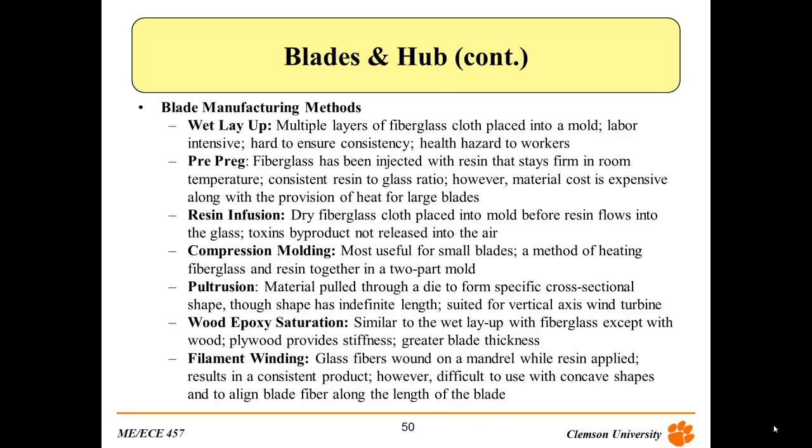Blade manufacturing methods include wet layup. Multiple layers of fiberglass cloth are placed into a mold. It's rather labor intensive, hard to ensure consistency, and a potential health hazard to workers. Pre-preg, fiberglass has been injected with resin that stays firm at room temperature. Consistent resin to glass ratio. However, material cost is expensive, along with the provision of heat for larger blades.